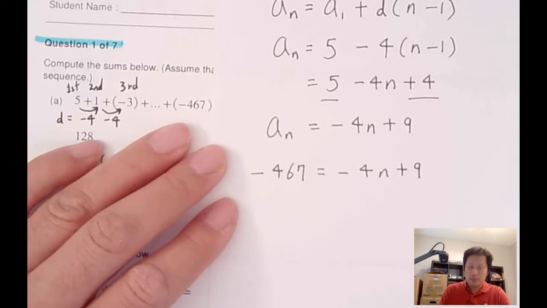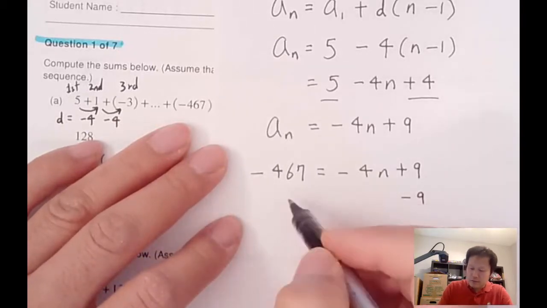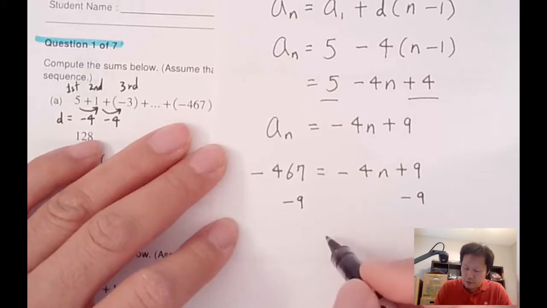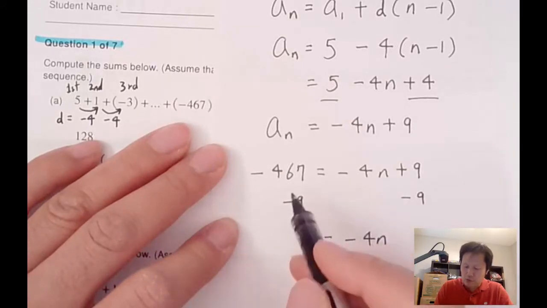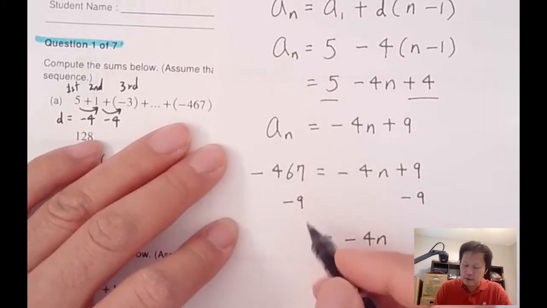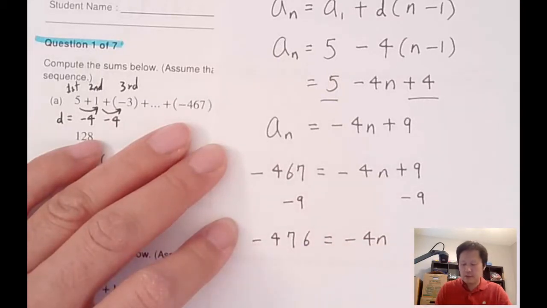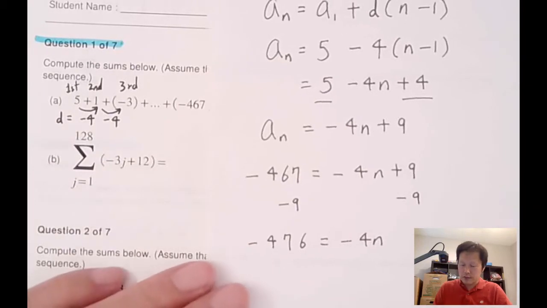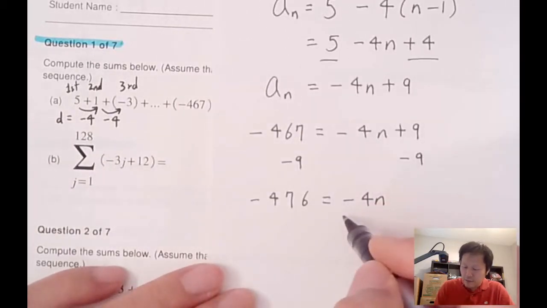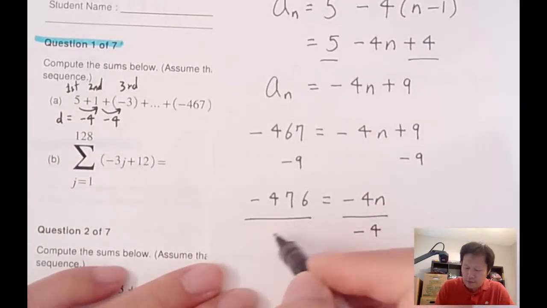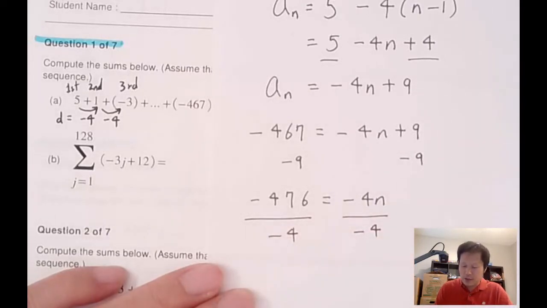So minus 9 on both sides. So it should be what? Minus 4n equal to minus 476. Then divide by minus 4 on both sides, the minus signs will cancel out. That is what? 119. If you have a calculator, just type it in.